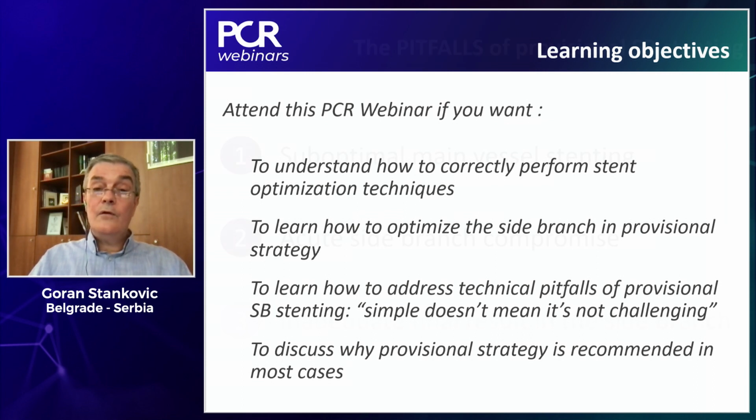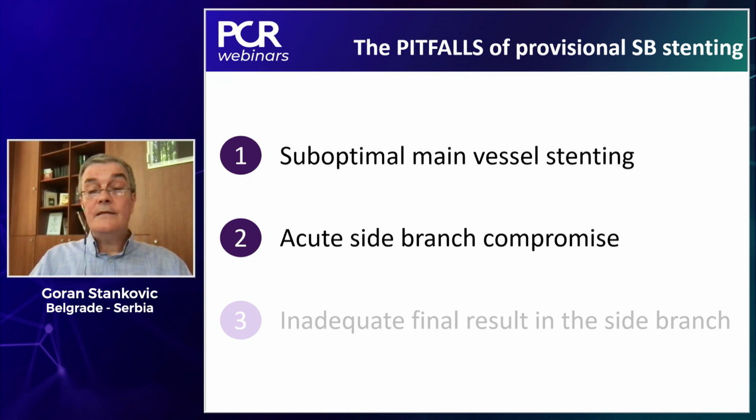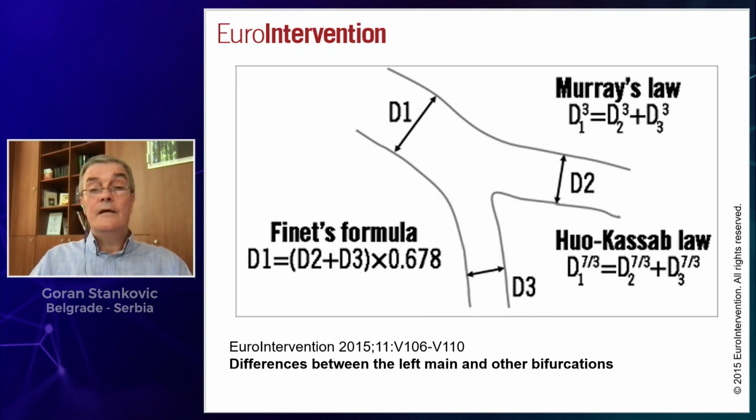To understand all this, we should start with the basics, and we will focus today on suboptimal main vessel stenting and the problems coming from acute side branch compromise. But to understand it, we need to understand biology.